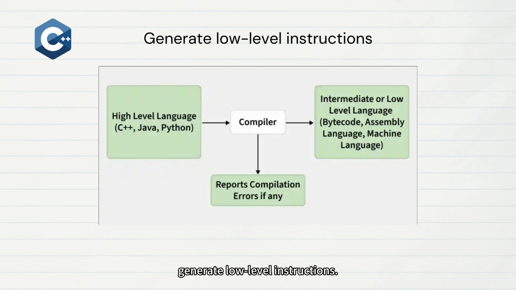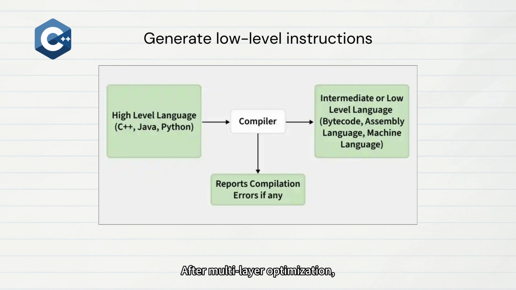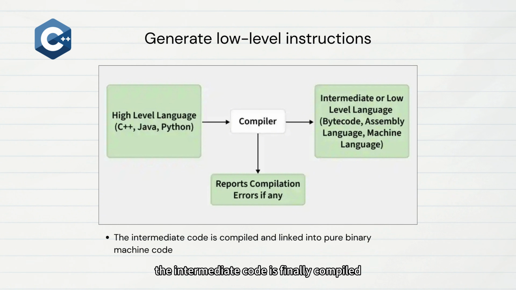Step 4. Generate low-level instructions. After multi-layer optimization, the intermediate code is finally compiled and linked into pure binary machine code. Assembly is only a human-readable mnemonic, not a necessary step for hardware. What is finally sent into the CPU instruction queue is only machine instructions composed of 0s and 1s, queued for hardware scheduling and execution.